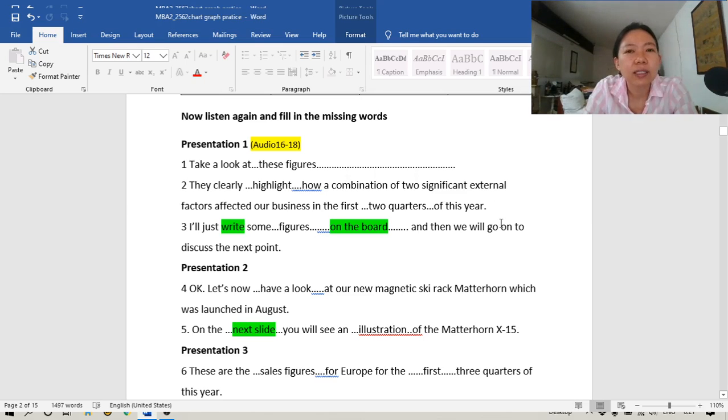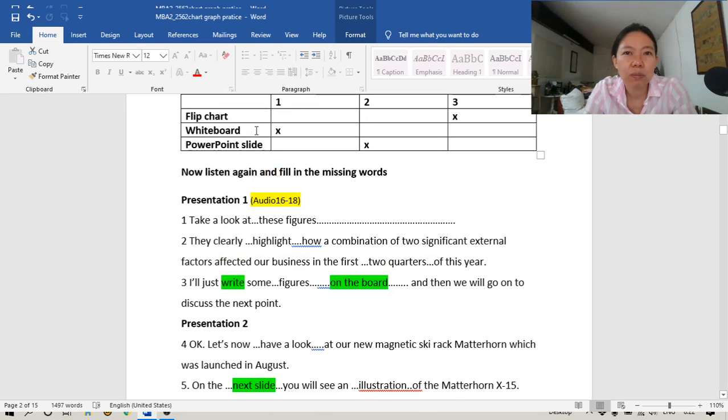First, take a look at these figures. Here we still don't know what visual aid he is using. They clearly highlight how the combination of 2 significant external factors affected our business in the first 2 quarters of this year. We still don't know what visual aid he used. But then the third sentence: I will just write some figures on the board and then we will go on to discuss the next part. Here, when you listen to write and on the board, you know that this presenter used a whiteboard.